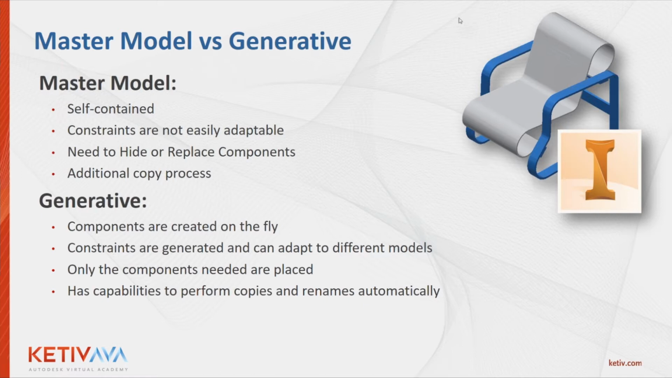So let's contrast that to the master model approach, where we might have to hide certain components based on certain conditions and replace components. Again, anytime you replace a component, you have to worry about whether the constraints are going to blow up or be fine. Here, only the components that we need are placed, and nothing else. It also keeps our models pretty lightweight. If you have a very large assembly that has 25 different scenarios or variations, having all of those in one model makes it pretty heavy, whereas this is just exactly what we need.